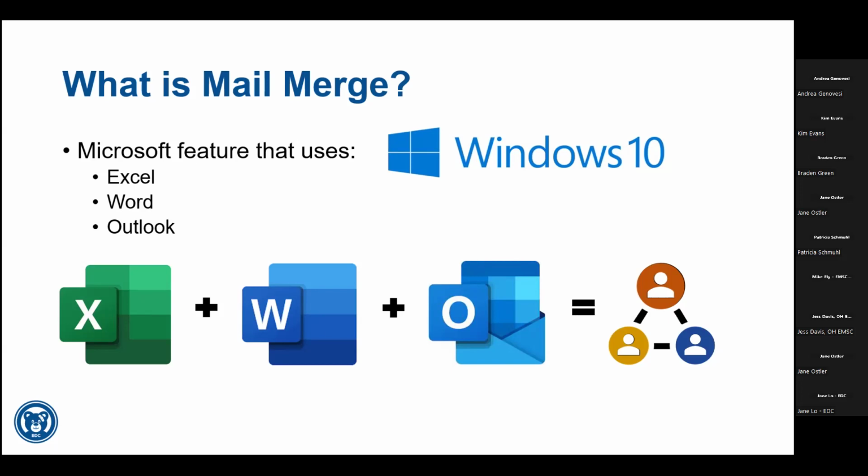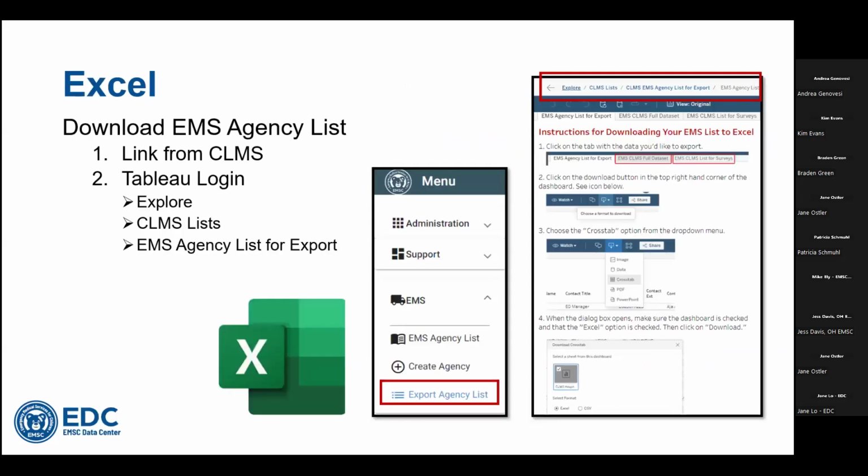I am going to be using Windows 10 today, so please make sure you have the latest version that's available to you. And let's talk first about Excel. You are going to want to download your EMS agency list to be able to do this. You can either link to it from Clems, from the EMS agency list drop-down menu, or you can log into Tableau and do it straight from there.